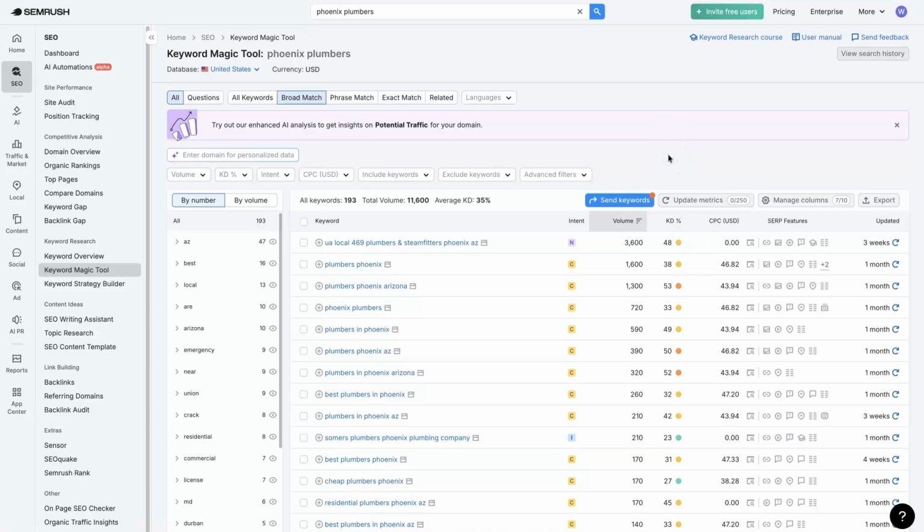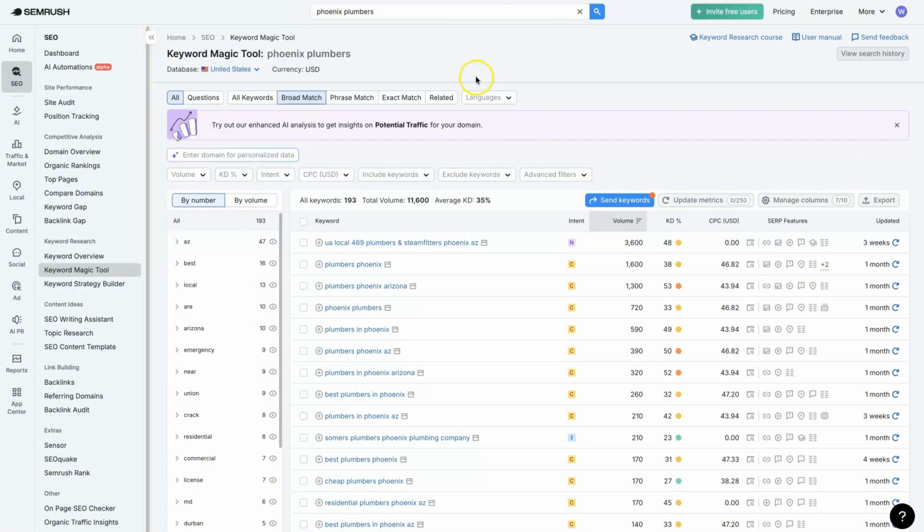So to figure out what the keyword difficulty is in a specific genre or niche, the easiest thing to do is just to come to the very top of Semrush. Of course, if you don't have a Semrush account, I'll leave a link down below where you can get signed up for a free trial. Once you are logged in, there's going to be the search bar up at the very top. Just take what you feel is going to be the overarching keyword people would search for. It's usually the shortest version, something like Phoenix plumbers or Arizona roofers or whatever it is.